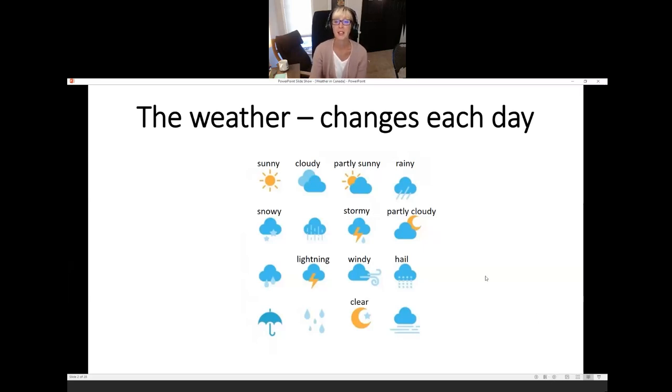Clear. Clear is no clouds. It's clear. And our last one is foggy. Foggy is I cannot see. Gray. So I know for my students, we have learned weather words before in February and in March. This is to help us remember our weather words.